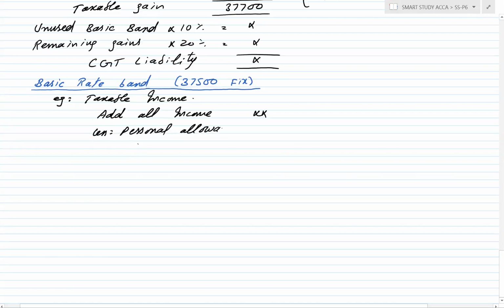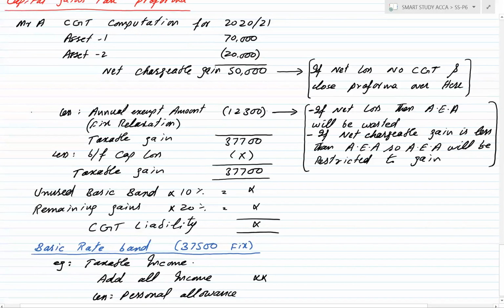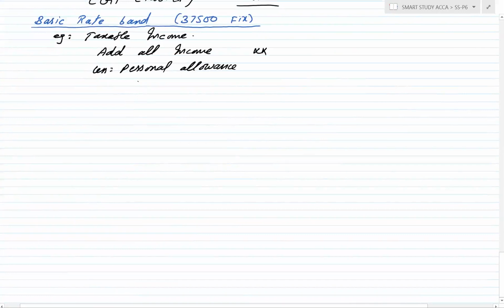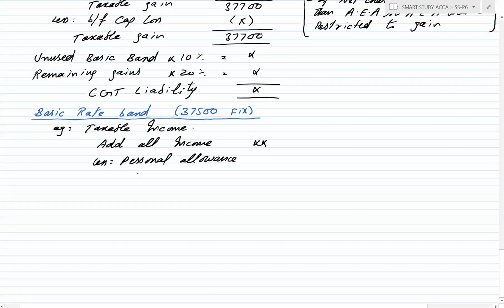So what is personal allowance? Just like capital gains tax, you can see over here there is a fixed relaxation available in the capital gains tax, which is called annual exempt amount. In the same way, there is a fixed relaxation available in the income tax that is called personal allowance. And the amount is fixed at 12,500. In this way, you will be able to calculate taxable income.